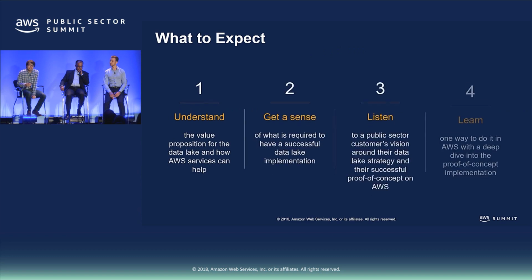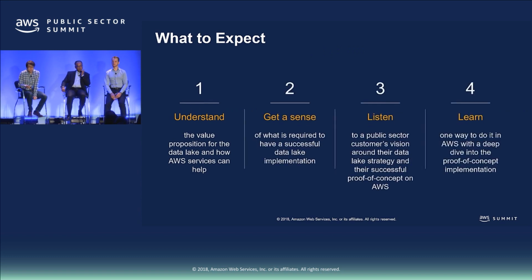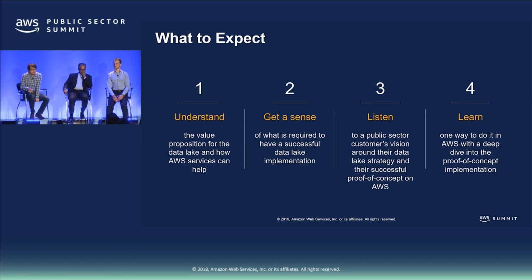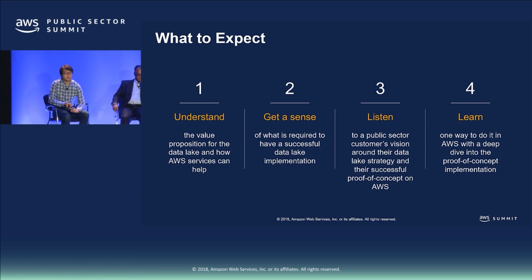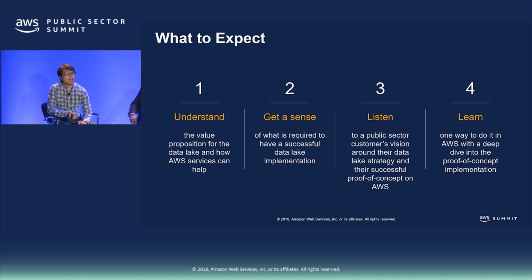So I'm Tony Nguyen. I'm a big data consultant with Amazon Web Services, and I'm going to talk to you about all that stuff. And we're going to break it down into 4 phases during this session. First, we're going to understand the value prop for our data lake and how AWS can help. Then we're going to get a sense of what is required to have a successful data lake implementation. We're going to then listen to a public sector customer's vision around their data lake strategy and their successful proof of concept on AWS. And we're also going to learn one way to do it in AWS with a deep dive into the proof of concept implementation we created for this customer.